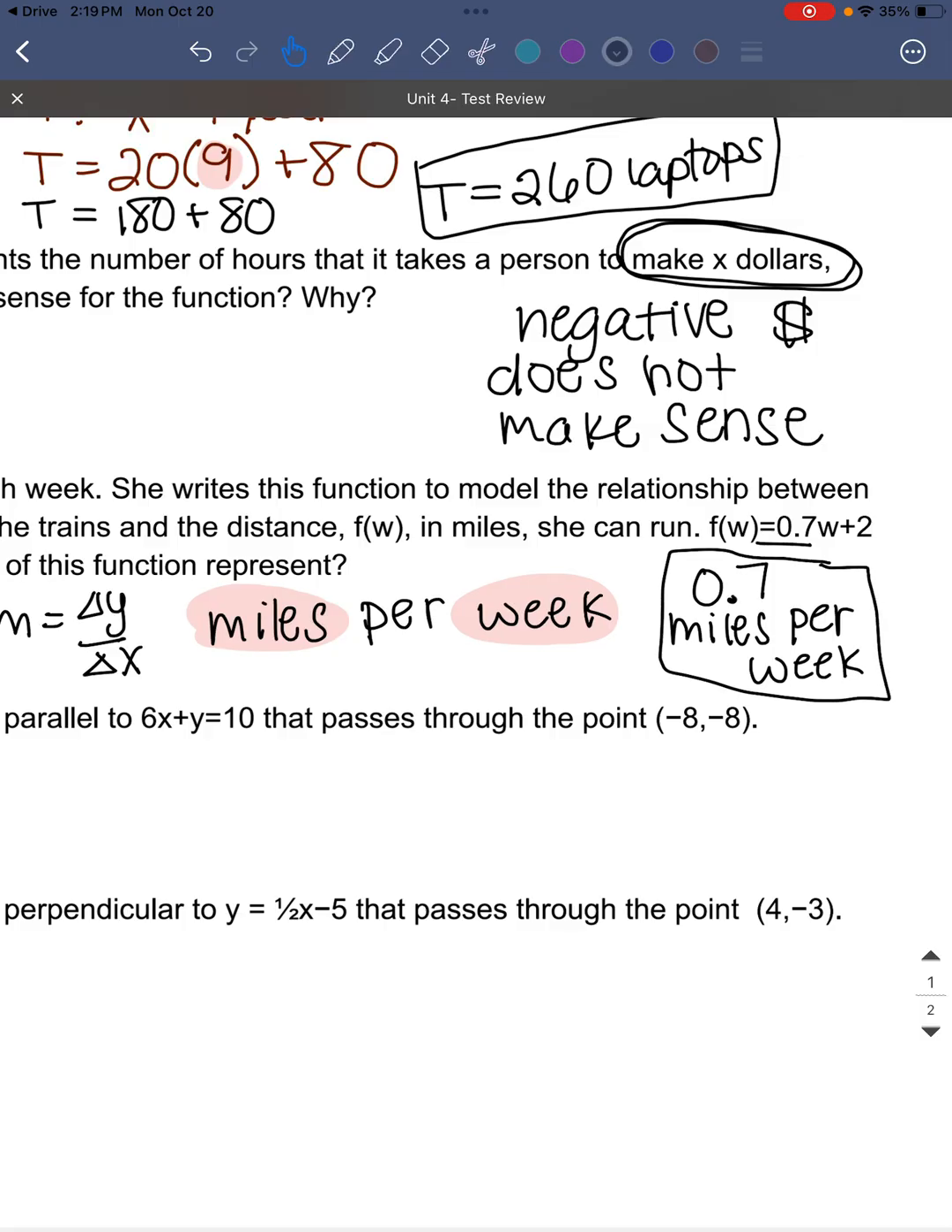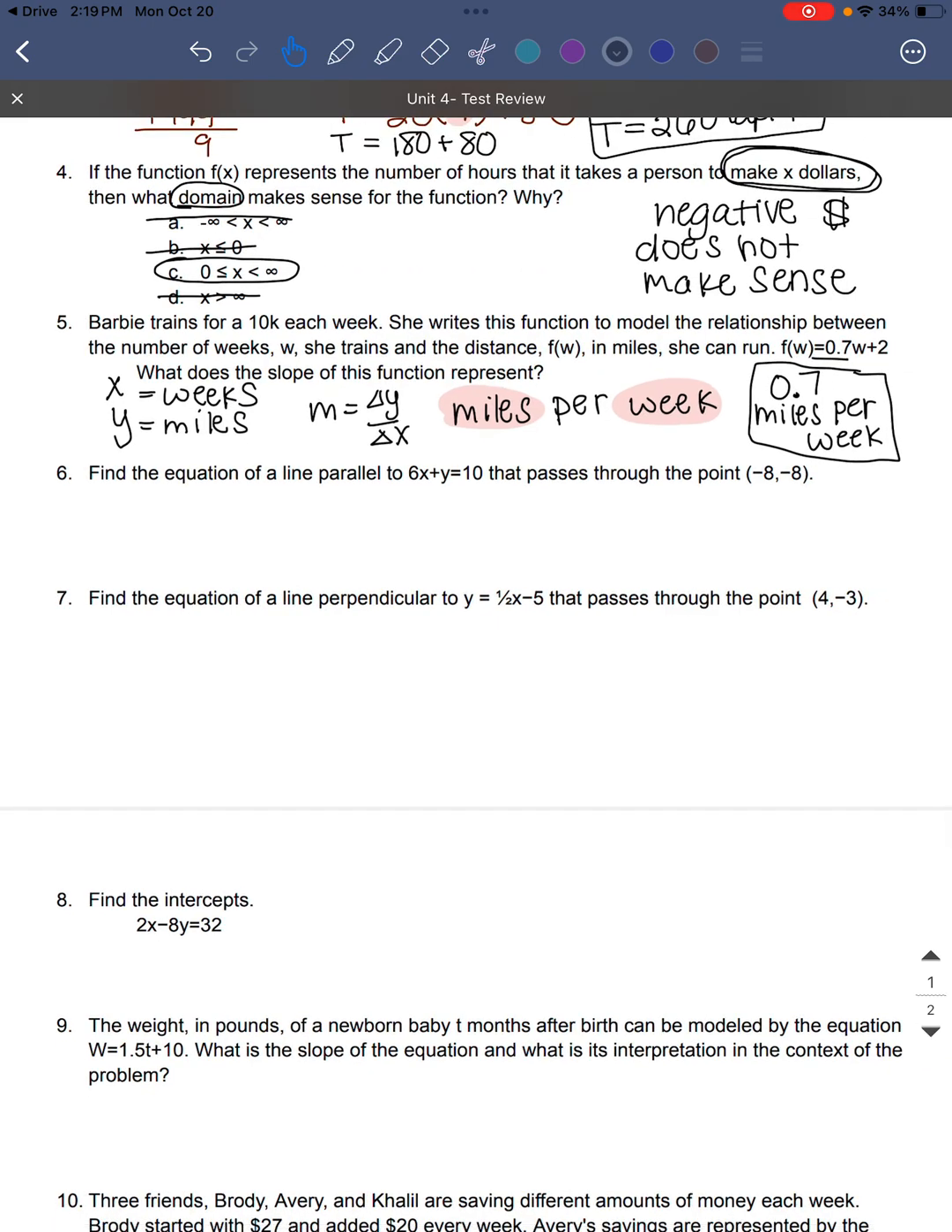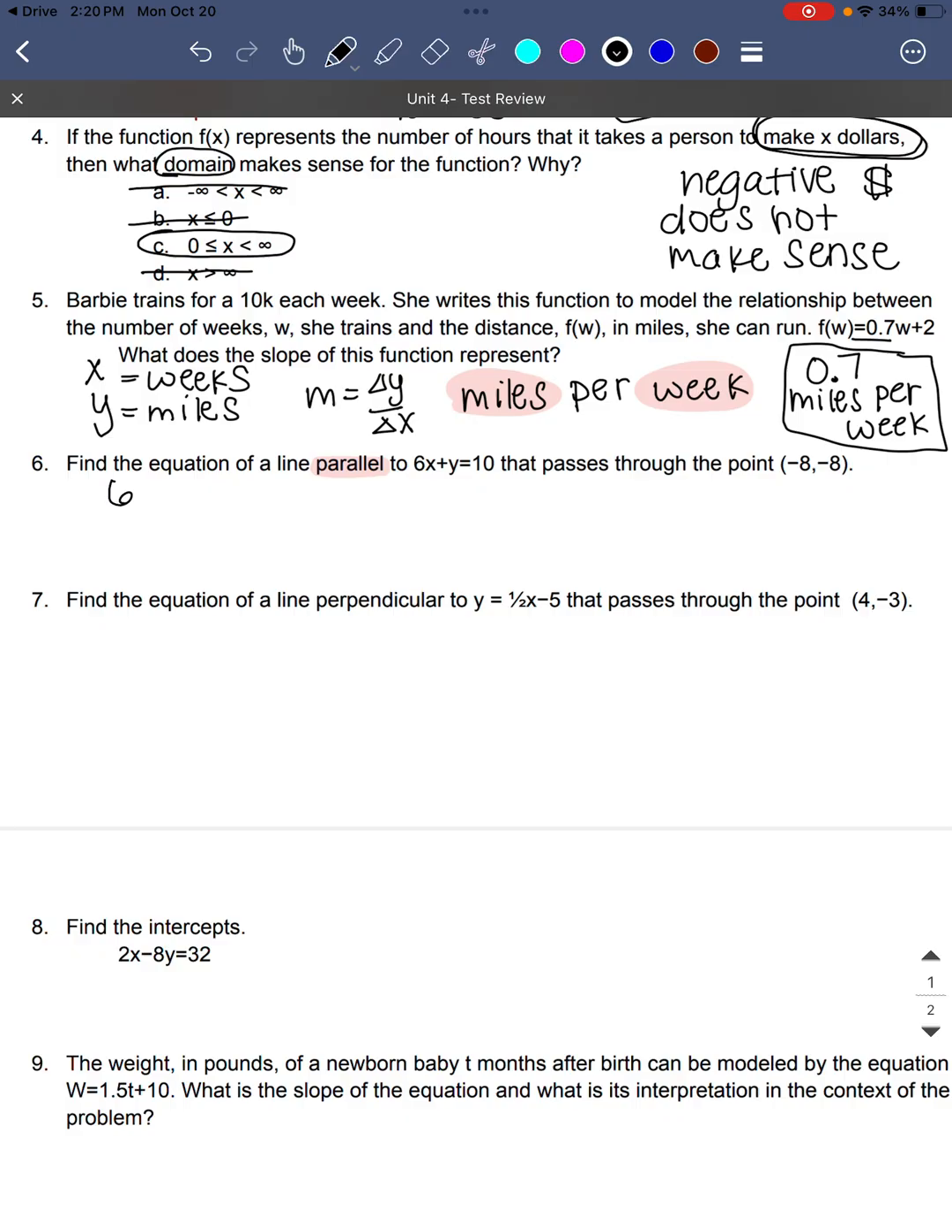Okay. Number 6, find the equation of a line parallel to 6x plus y equals 10 that passes through the point (-8, -8). Well, we know that if lines are parallel, they're going to have the same slope. So let's go ahead and find the slope of the line that they give us. We have to get y by itself because right now it's in standard form. So we're going to subtract 6x from both sides. And we get y equals -6x plus 10. And now y is by itself, so we can go ahead and pull our slope. Remember, the slope is always going to be in front of x. So we know that since the two lines are parallel, both slopes are going to be -6.